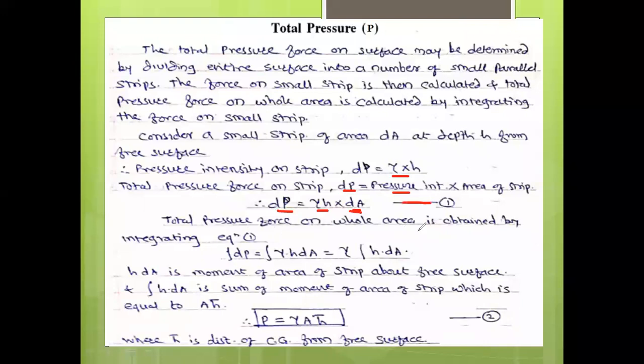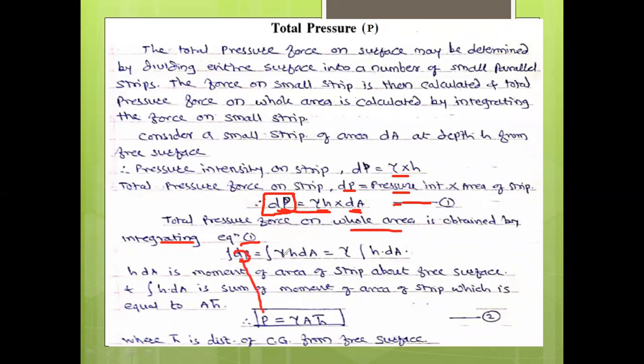Then total pressure on the whole area is obtained by integrating equation 1. So this dP is nothing but the total pressure force acting on a small strip. Now I wanted to find out the total pressure force acting on the whole area. Then I will do the integration of equation number 1. Equation number 1 की मैं यहाँ integration लेता हूँ. Then doing the integration on both sides, dP will become P. dP से integration का P.